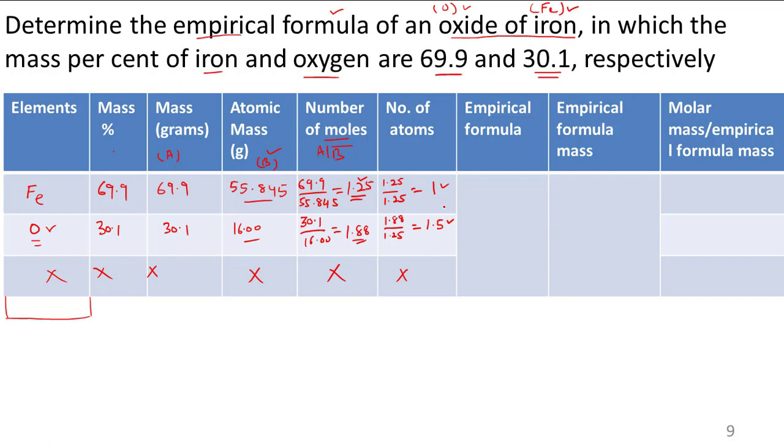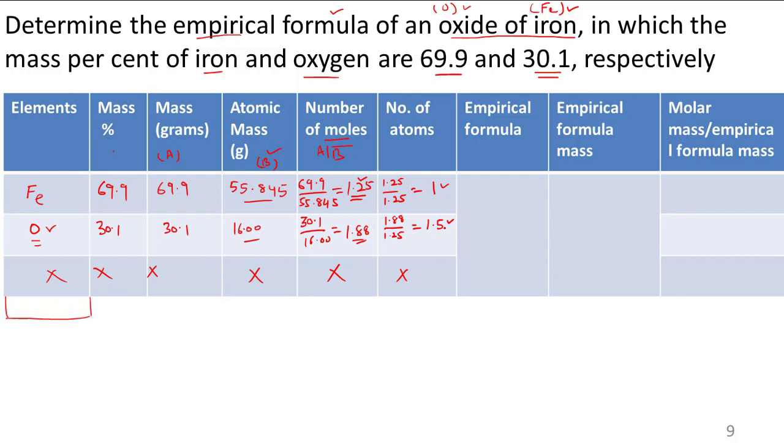Now we have to multiply this by a suitable number so that we can get the whole number. So we have to choose the smallest number by which we can multiply it. There can be many numbers by which we can multiply, but we have to choose the smallest number. So let us try with 1. If we multiply it by 1, 1 into 1 is 1, 1.5 into 1 is 1.5. So it will not solve our problem.